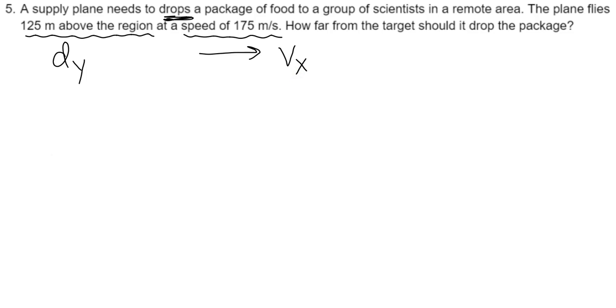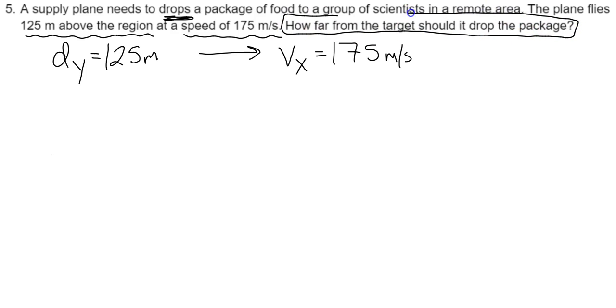So our velocity in the x direction is equal to 175 meters per second. Our distance in the y direction is 125 meters. We need to figure out how far from the target the package should be dropped. So in other words, what is the distance in the x direction? That's our burning question. What is the distance in the x direction?